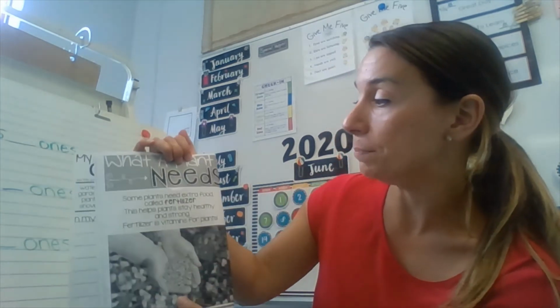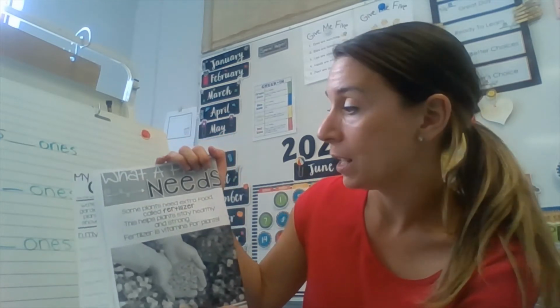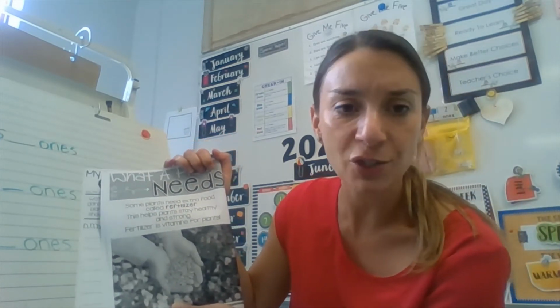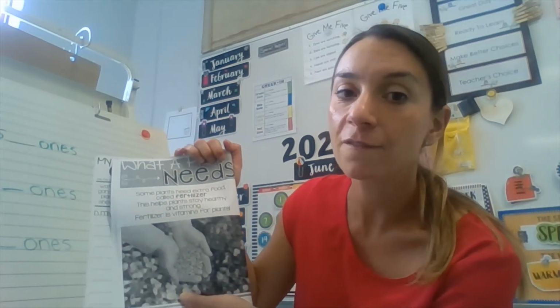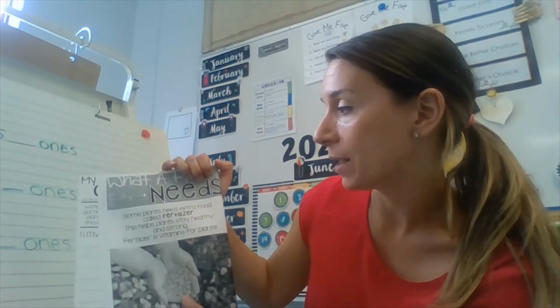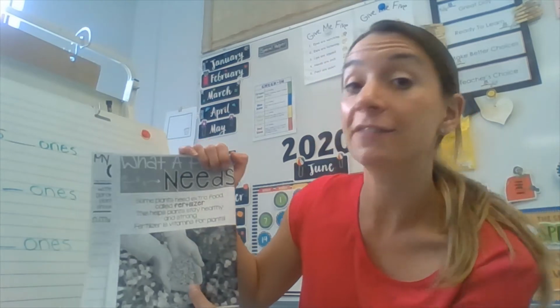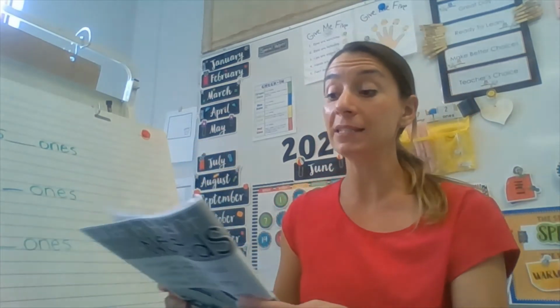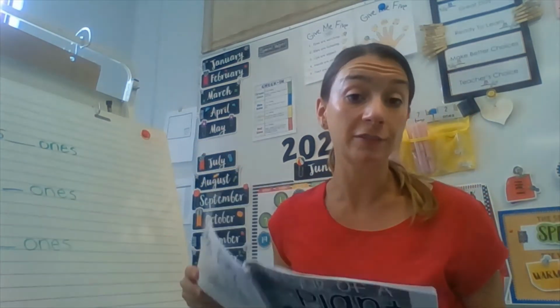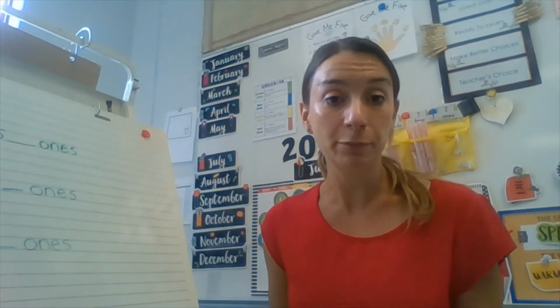Okay, and then some plants need extra food. So what is this called when plants need extra food? Starts with an F. Fertilizer. This helps plants stay healthy and strong. Fertilizer is vitamins for plants. So basically that's vitamins for plants, our fertilizers. Sometimes we have to give plants fertilizer.